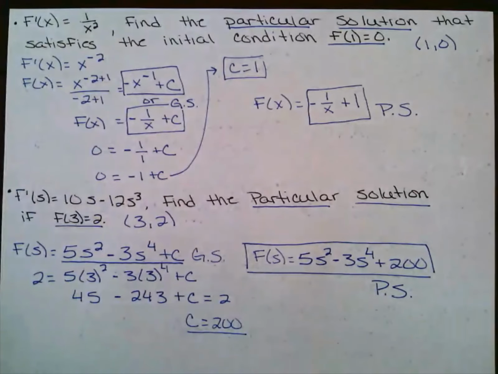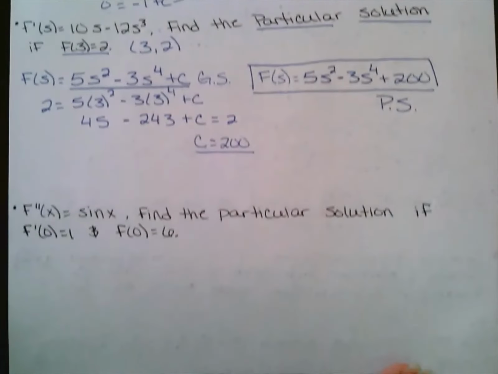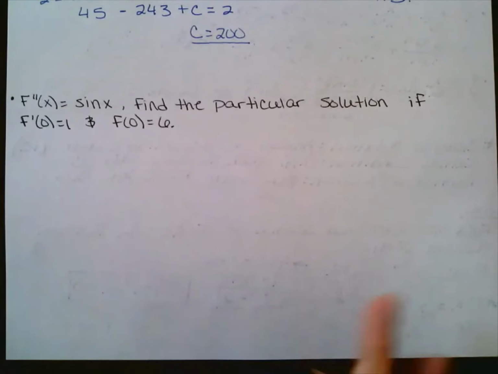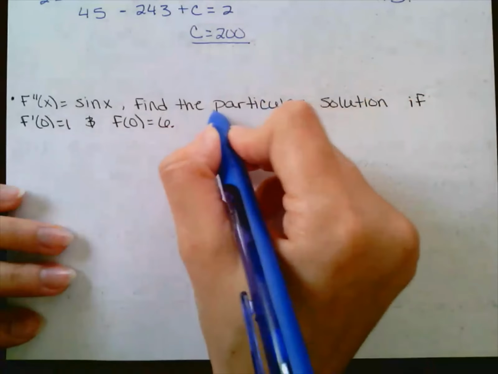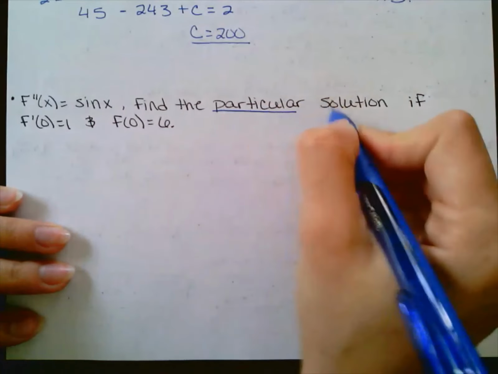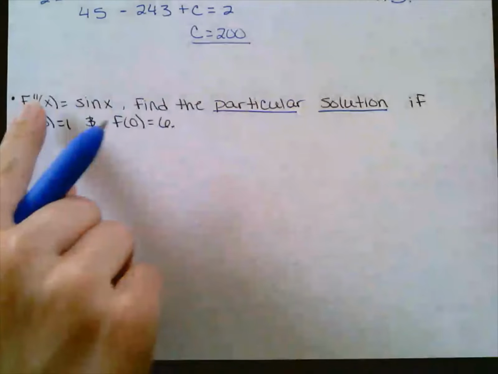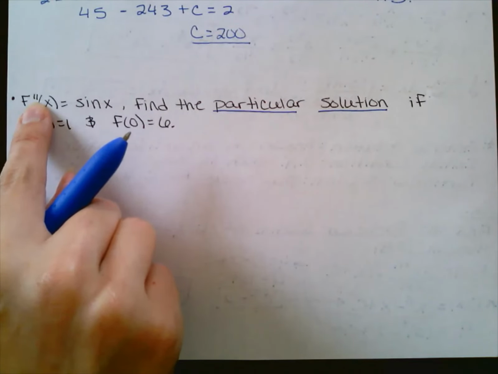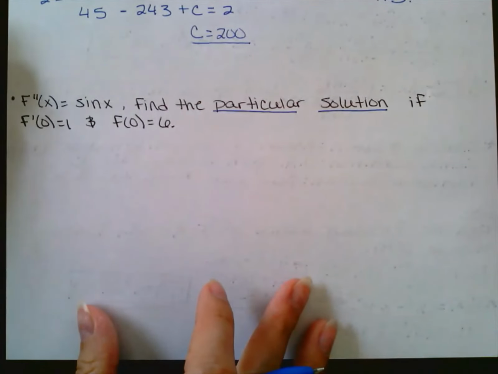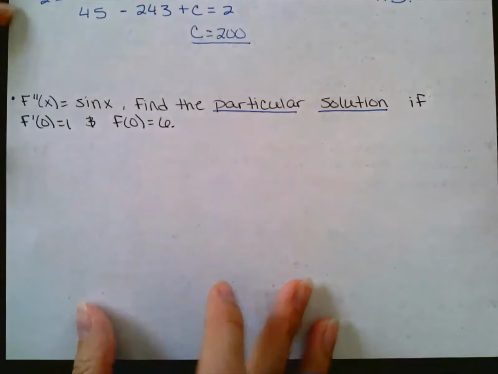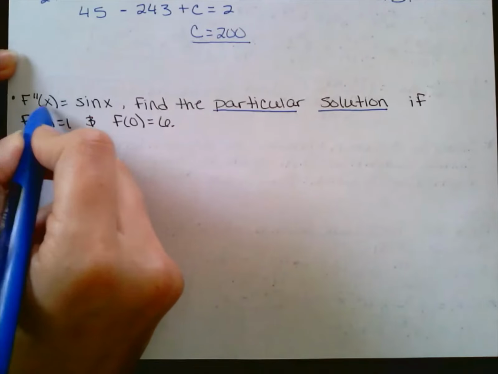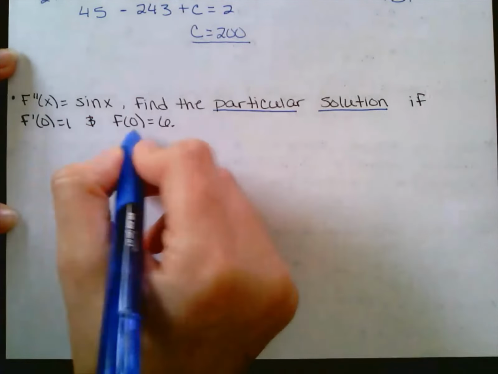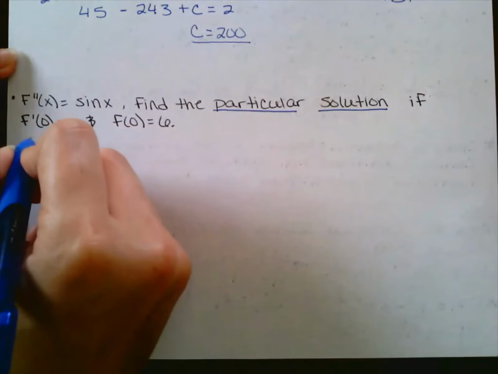All right, for the last one, I am going to step it up a little bit. I'm giving you f double prime, okay? So in order to find our particular solution, it's not harder, it's just a little lengthier because we're going to have to do the process twice. Once to get down to f single prime, and then another time to get down to f of x. So they gave us f double prime of x, okay? And here's our ordered pair for f prime and our ordered pair for f.